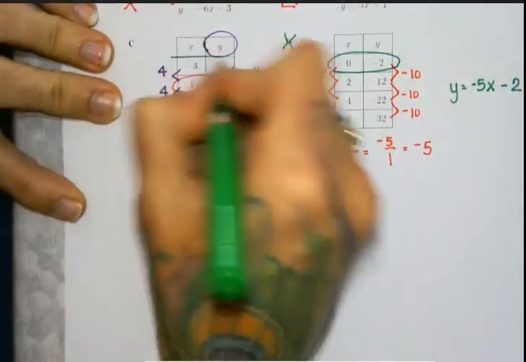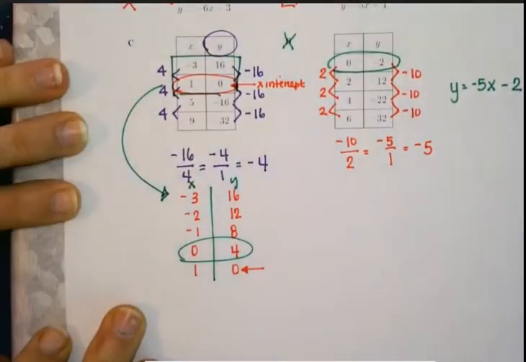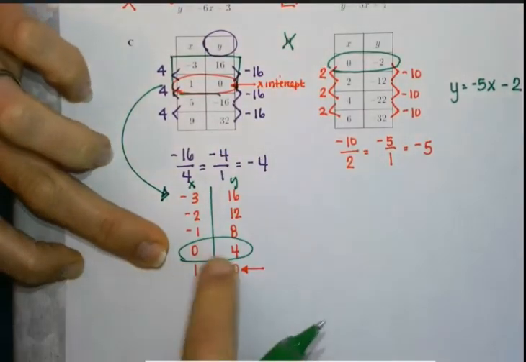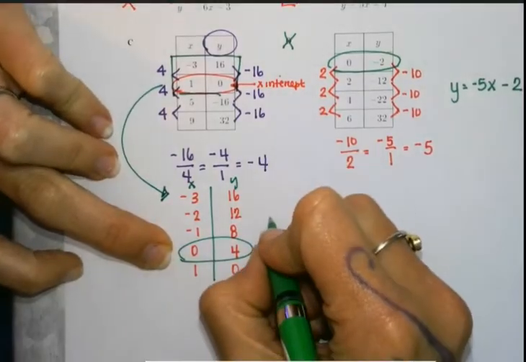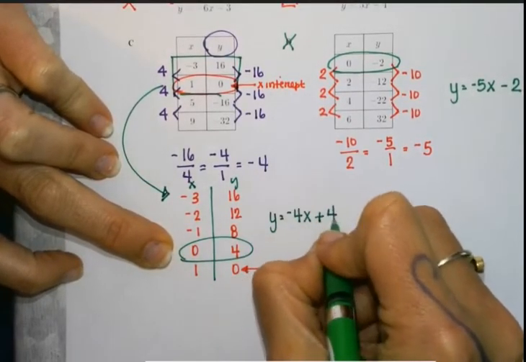So where x is 0, x was here, and we were just extending our table. We kind of took this chunk and made it go by 1s instead of by 4s. So when x is 0, we have a y-intercept of 4. So our equation is y equals negative 4x plus 4.